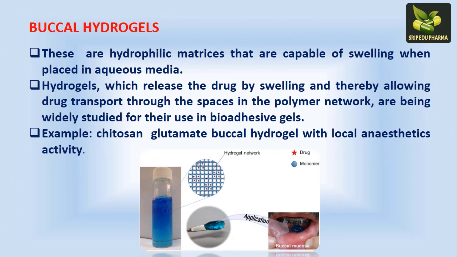Students, next formulation comes buccal hydrogels. These are hydrophilic matrices that are capable of swelling when placed in aqueous media. Hydrogels release the drug by swelling, thereby allowing drug transport through the spaces in the polymer network, and are being widely studied for their use in bioadhesive gels. An example is chitosan glutamate buccal hydrogel with local anesthetic activity. Here I have attached a diagram where you can see a commercial formulation available containing a local anesthetic as the drug, and it is a buccal dosage form. You can see how it is applied at the buccal mucosa.